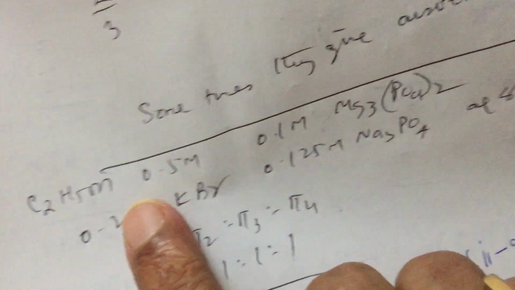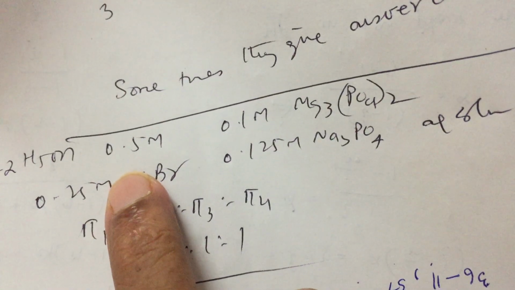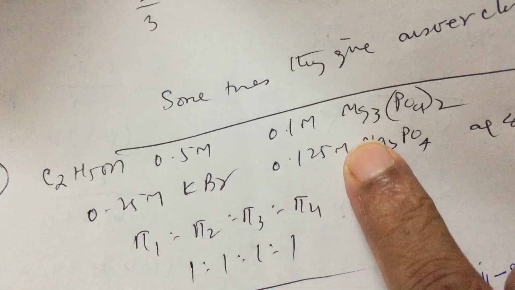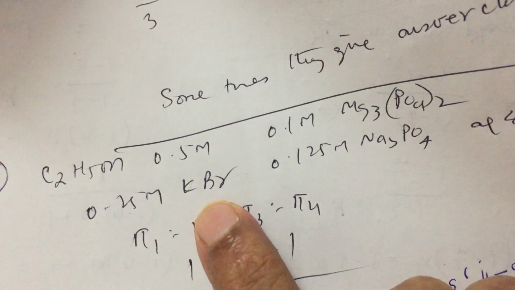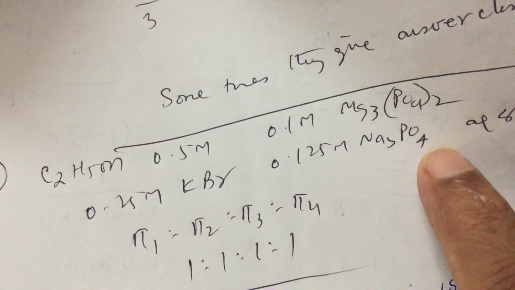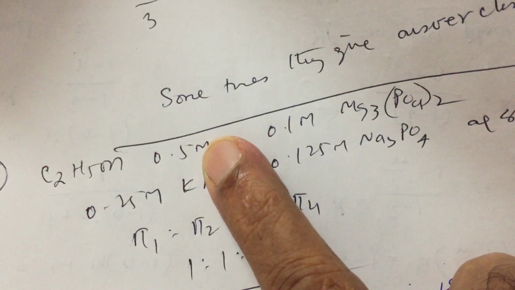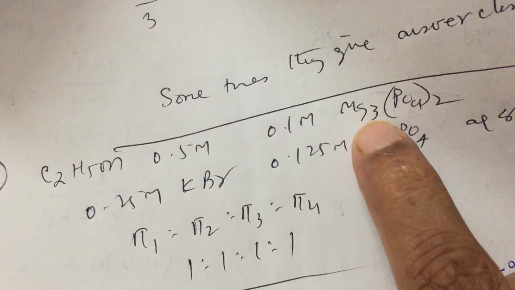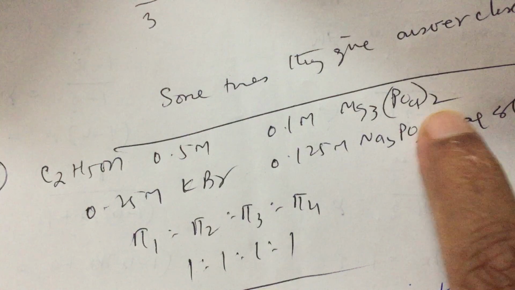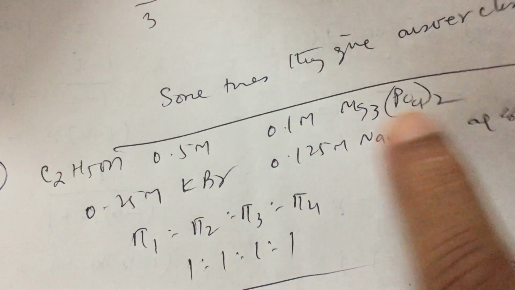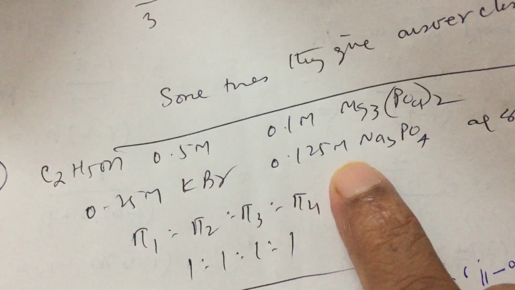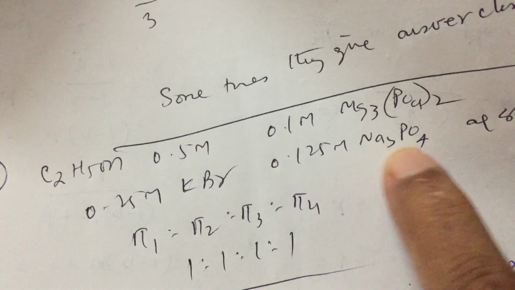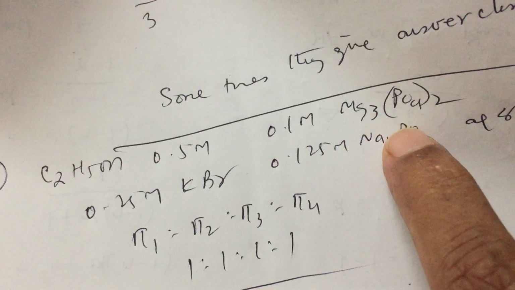Okay. Now let us look at the next problem. I have taken 4 different solutions: ethyl alcohol 0.5 molar, 0.1 molar Mg3(PO4)2, 0.25 molar KBr, and 0.125 molar Na3PO4. In this, ethanol will not dissociate, whereas magnesium phosphate, each unit dissociates to give 5 particles, 3 Mg2+ and 2 phosphate ions. KBr dissociates to give 1 K+ and 1 Br minus. Na3PO4 dissociates to give 3 Na+ and 1 PO4, that is 4 particles.